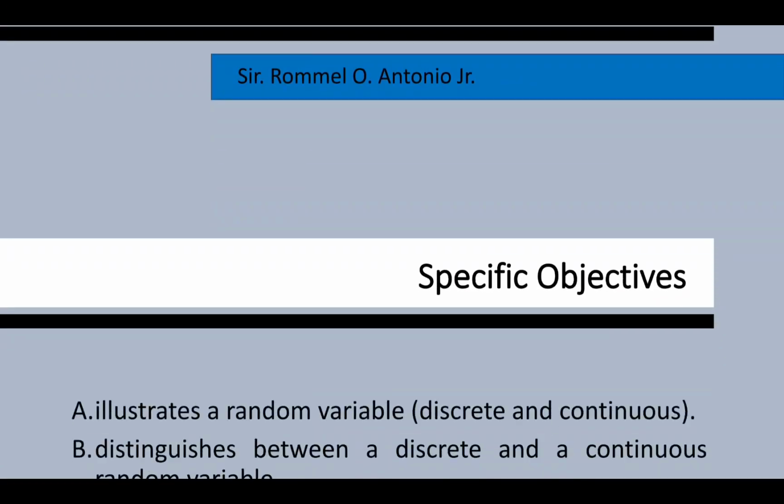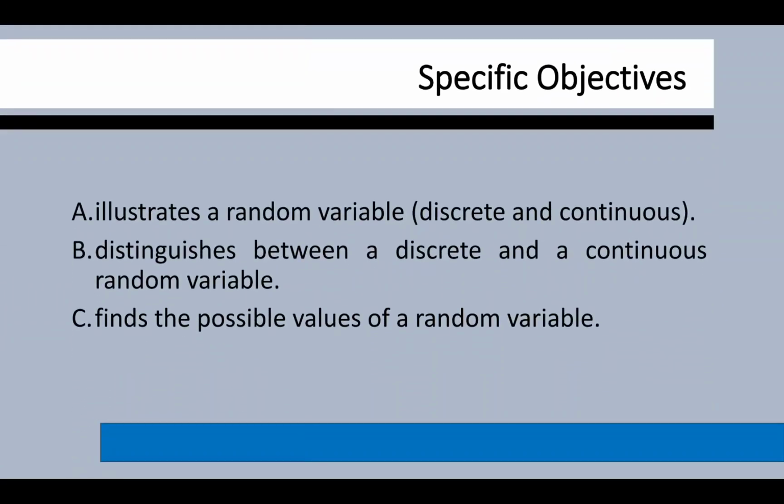Let us be guided by the following objectives. At the end of this discussion, you should be able to illustrate a random variable and distinguish between a discrete and a continuous random variable, as well as find the possible values of a random variable.